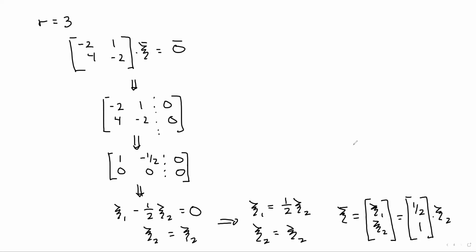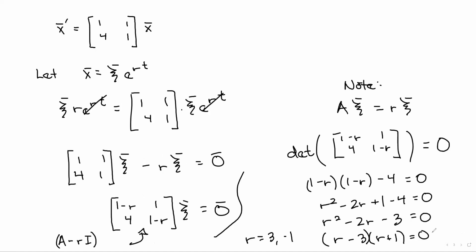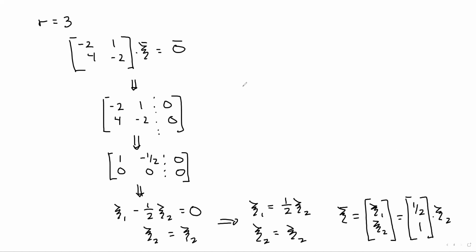Now if we take our r value and our xi value that we just got and our format that we said the solution was, and we put all of them together, we will get a solution to the system of differential equations. So a solution, we're going to call this our first solution, and it's going to be 1/2, 1 times e to the 3t.